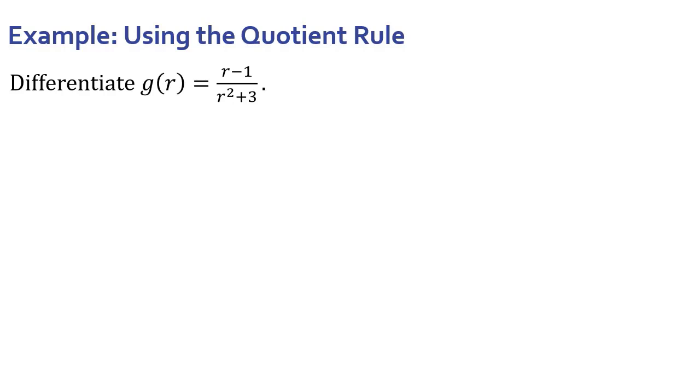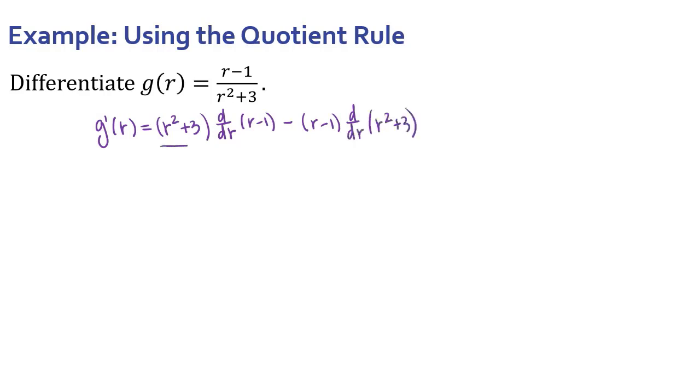Okay, so we will get g prime of r equals the bottom function times the derivative of the top. And in this case, I'm doing it with respect to r because r is that input value. So make sure you're writing d over dr instead of d over dx. And then minus that top function, r minus 1, times the derivative of the bottom, r squared plus 3. And then that's all over that denominator squared.